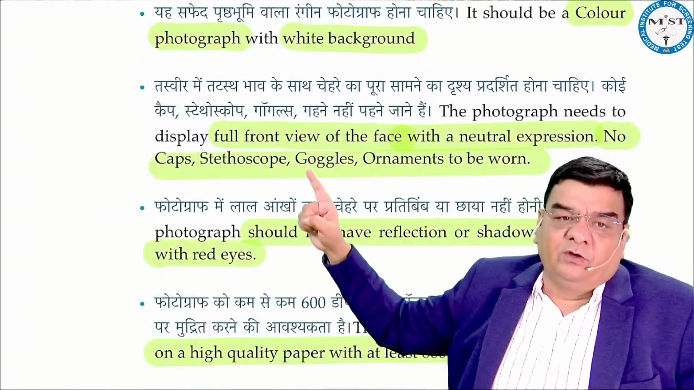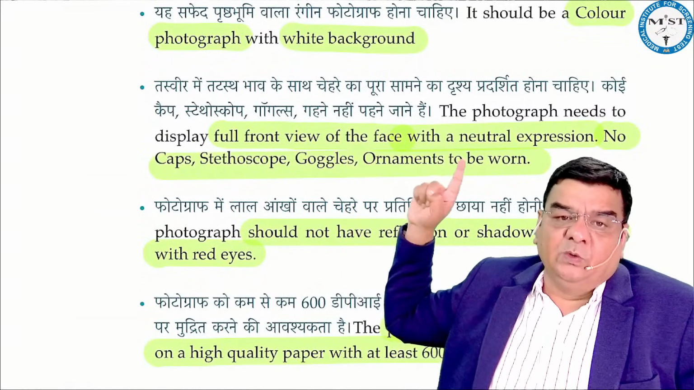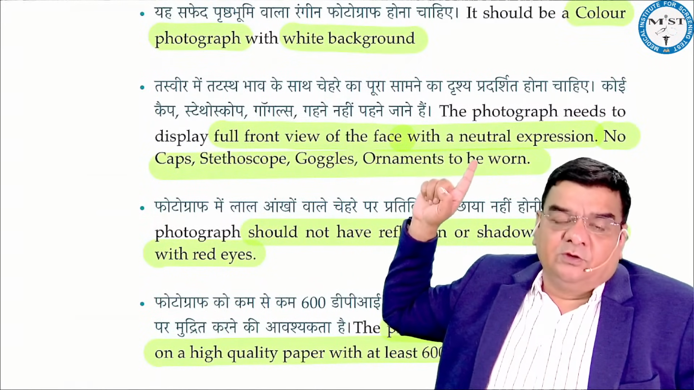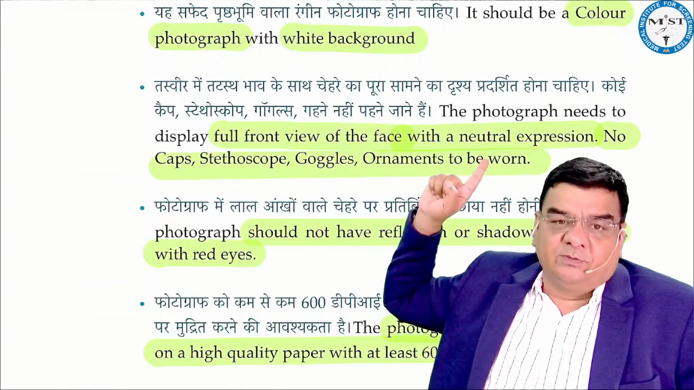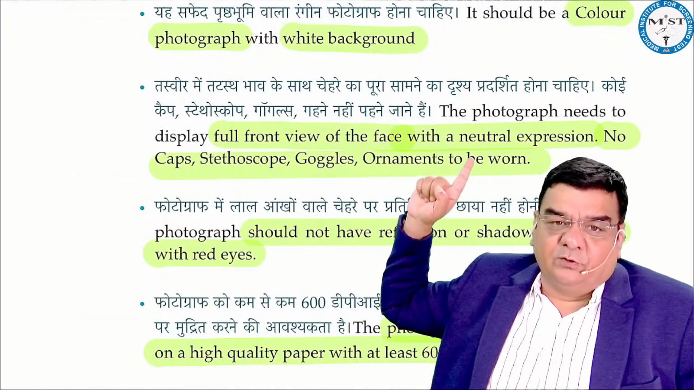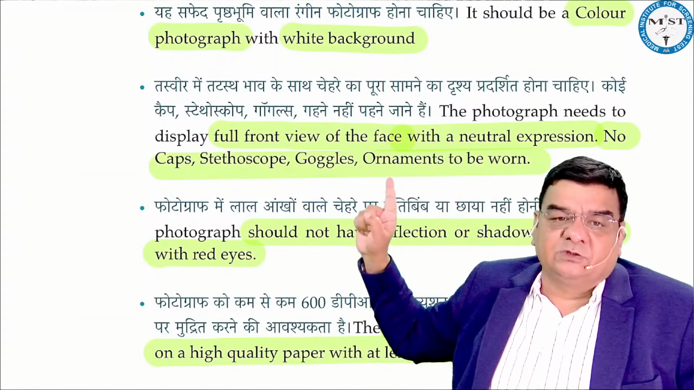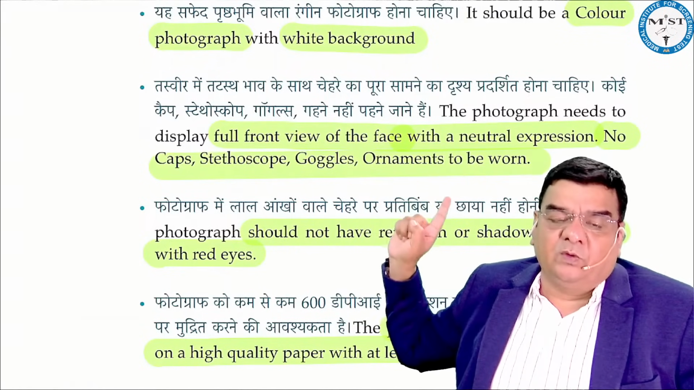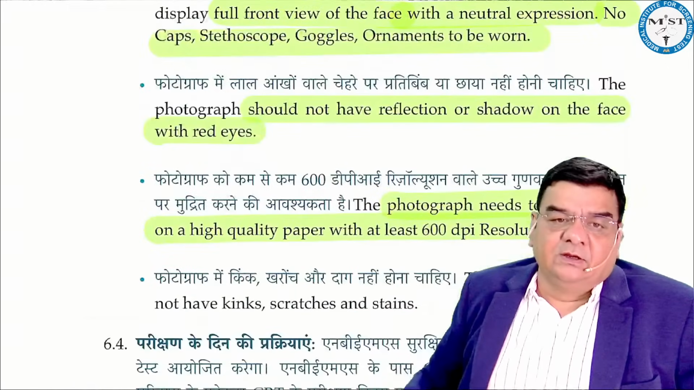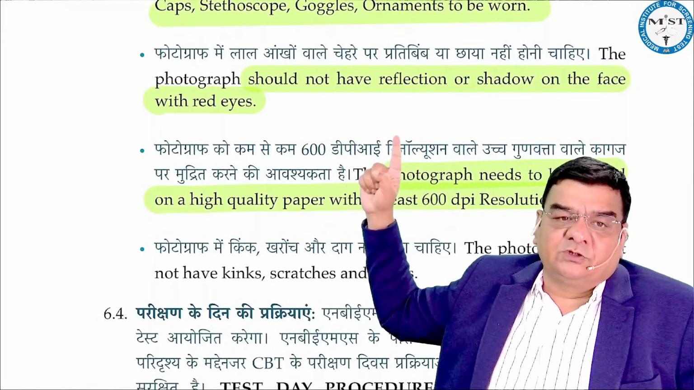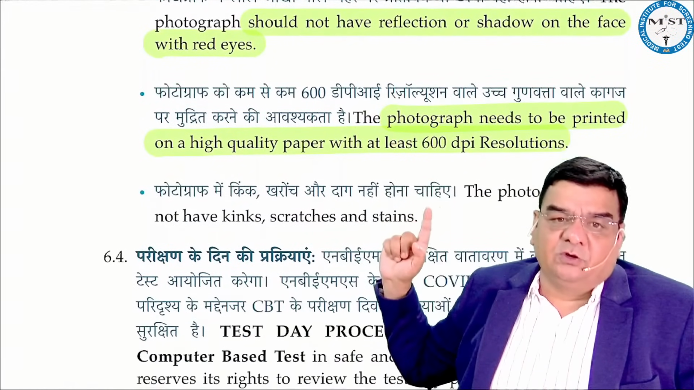It should be a full front view of the face with a neutral expression, beta. You should not be crying or smiling at the time of this photograph, right? It should be just a neutral expression. No cap, stethoscope, goggles, or ornaments to be worn while the photograph is taken. There should not be any reflection or shadow on the face, and the eyes should not be red.